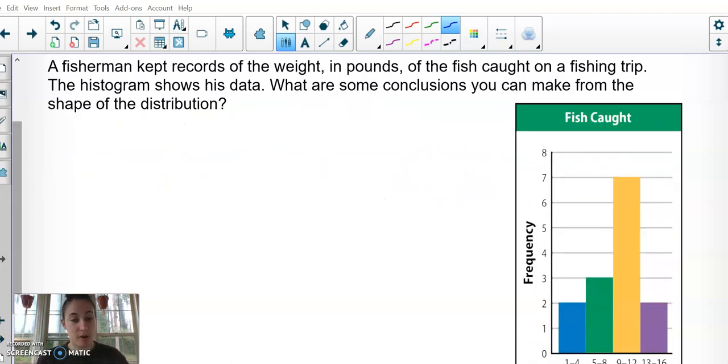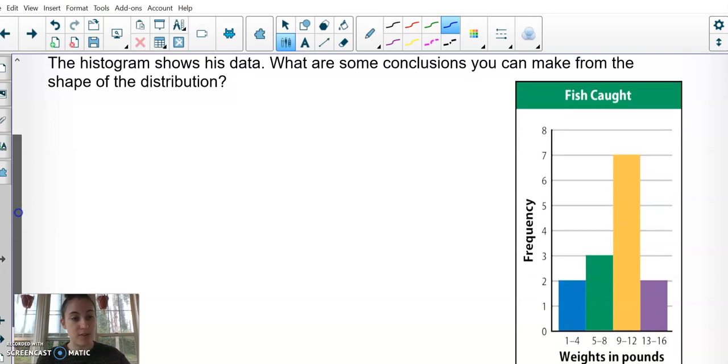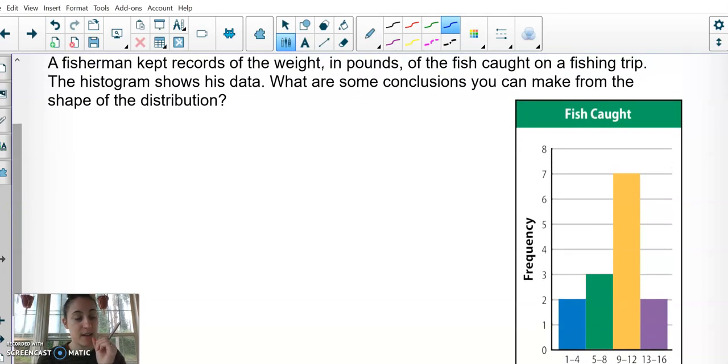Here we have a histogram already made for us. No work to do there, but the question is asking us, a fisherman kept records of the weight in pounds of the fish caught on a fishing trip. The histogram shows his data. What are some conclusions you can make from the shape of the distribution? So notice we don't have any sets of data here. Like we don't have a list of numbers. All we have are intervals.